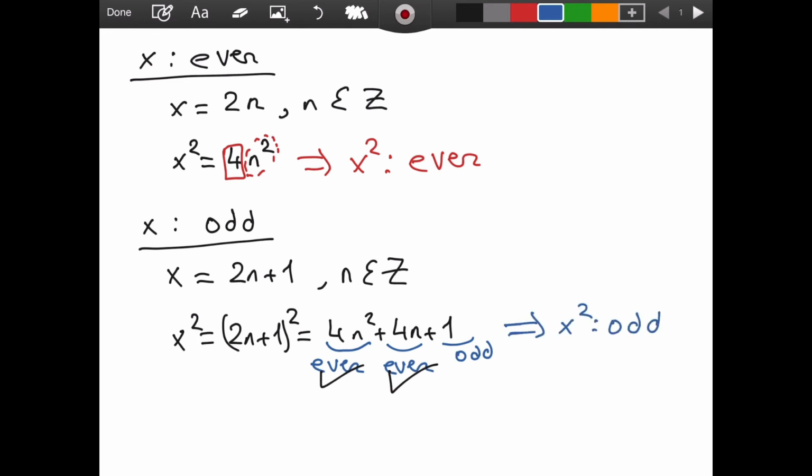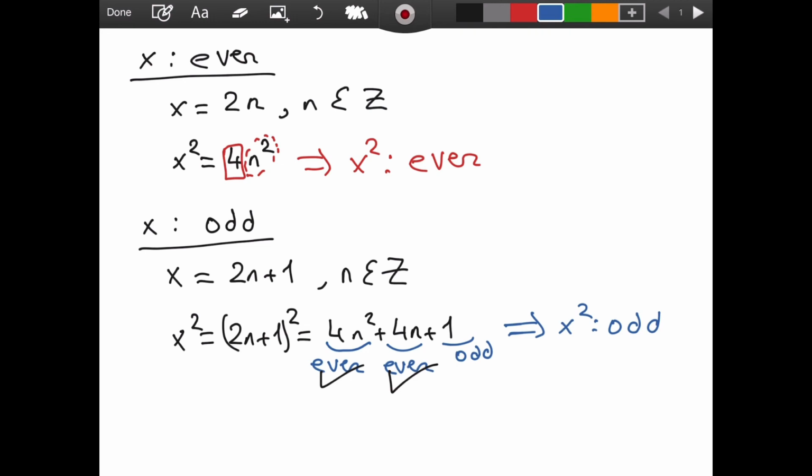So what does the result tell us? It tells us that if the square of a number is even, then the number itself is also even. And if the square of a number is odd, then the number is also odd. Okay, when you square an even number, you get even. When you square an odd number, you get odd.